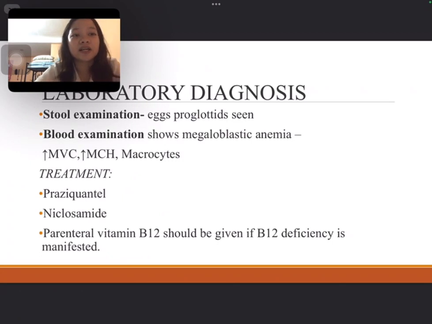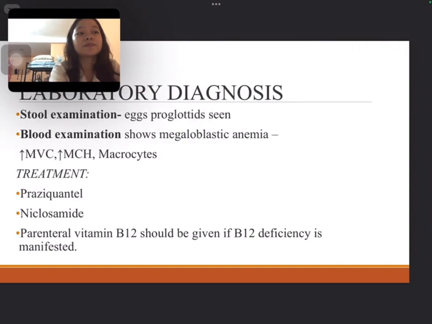The laboratory diagnosis. In the laboratory, stool examination shows eggs and proglottids, and blood examination shows megaloblastic anemia. And here is the treatment of Diphyllobothrium latum: praziquantel, niclosamide, and vitamin B12 should be given if B12 deficiency is manifested.